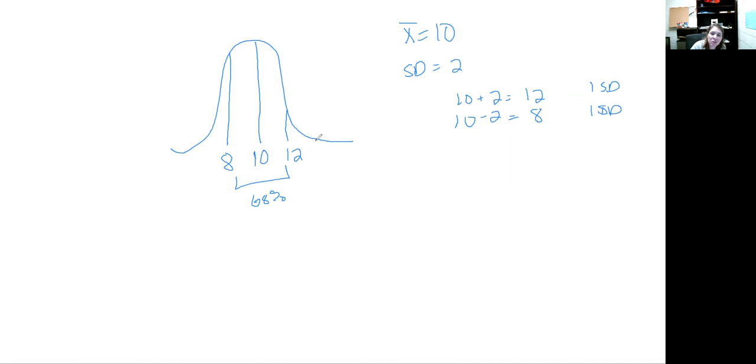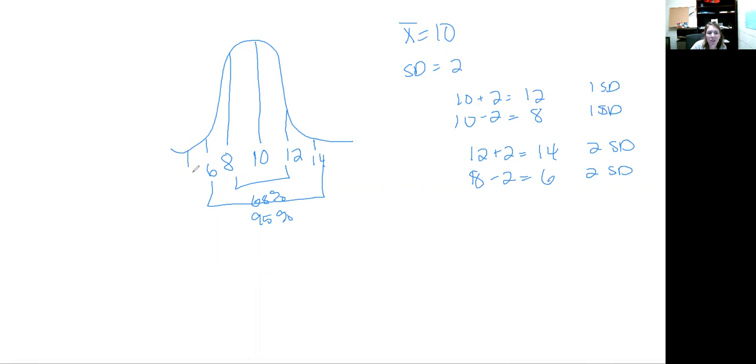Or if we go another standard deviation, that means we're going to add 2 more. So 12 plus 2 is going to be 14. So that's 2 standard deviations, okay? So that's 14. And then 2 this way would be 6. All right, so 8 minus 2 is 6. It's 2 standard deviations. All right, so that means 95% of your data are going to fall between 6 and 14.